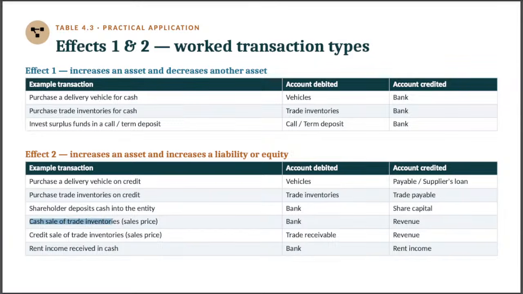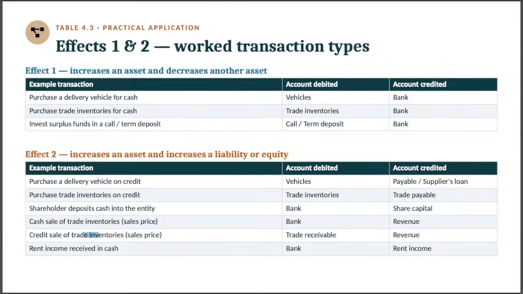Cash sale of trade inventories, sale price. So we have bank debited and the account credited, again, is revenue. So we had a cash sale of these inventories here, and this is the price. The money goes in on the debit side, but we have to pay to the revenue.